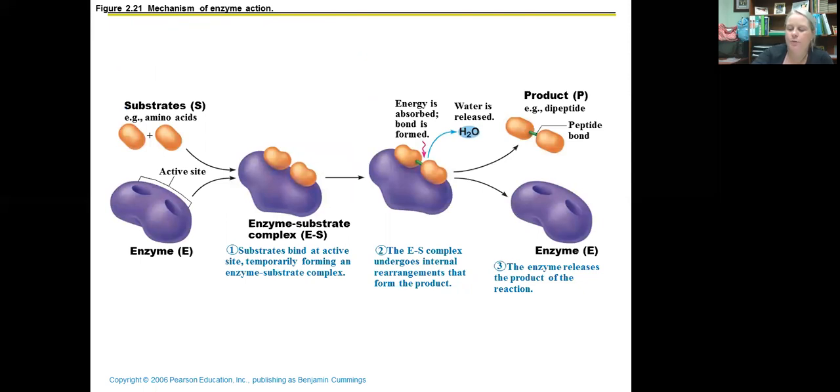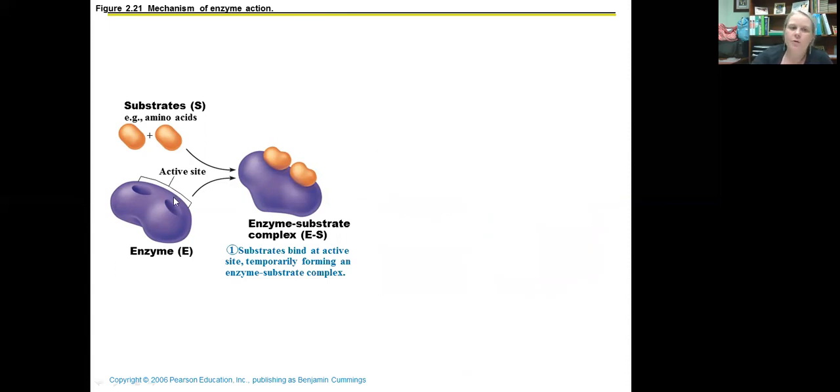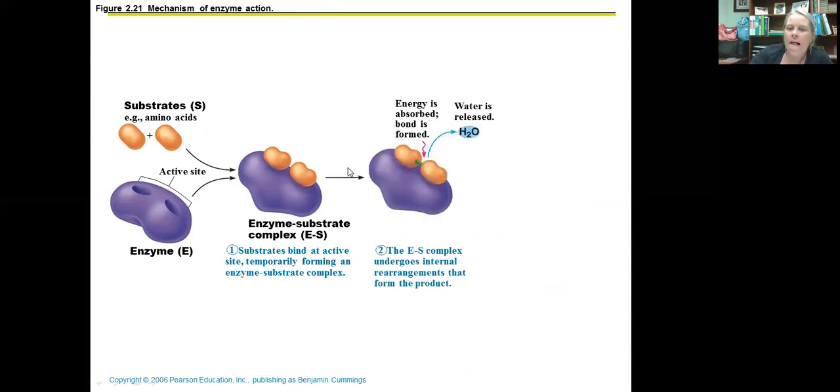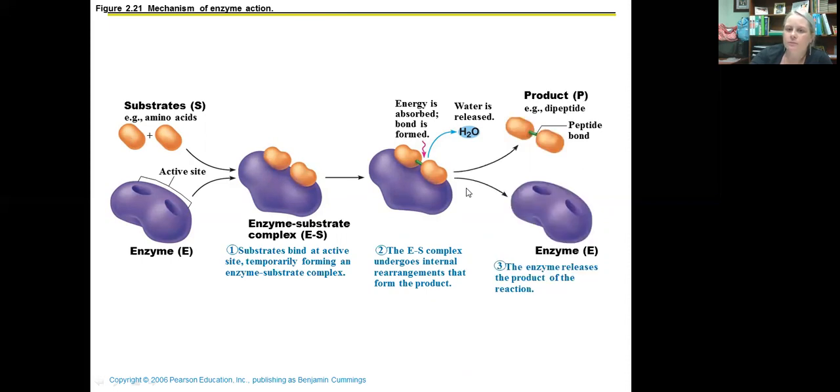This is just a still picture showing you what I call the lock and key fit. So you have your enzyme here, your substrates are up here. Notice they both fit in these two active sites, here and here. Carry out the reaction, so it joins these together. Once the reaction is over, it releases it.